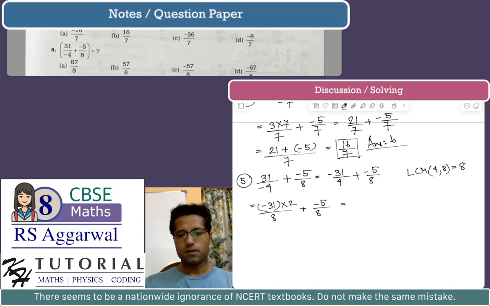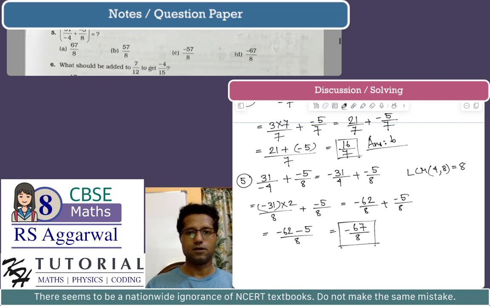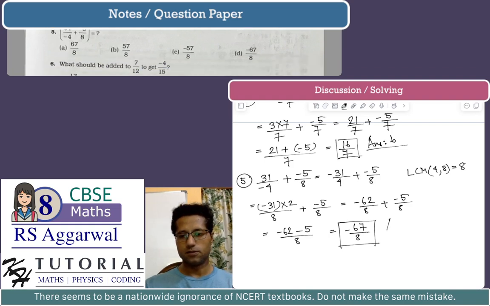This is minus 62 by 8 plus minus 5 by 8. This will be minus 62 minus 5 divided by 8. This is minus 67 divided by 8. So minus 67 divided by 8 is the result. So the answer is choice D.